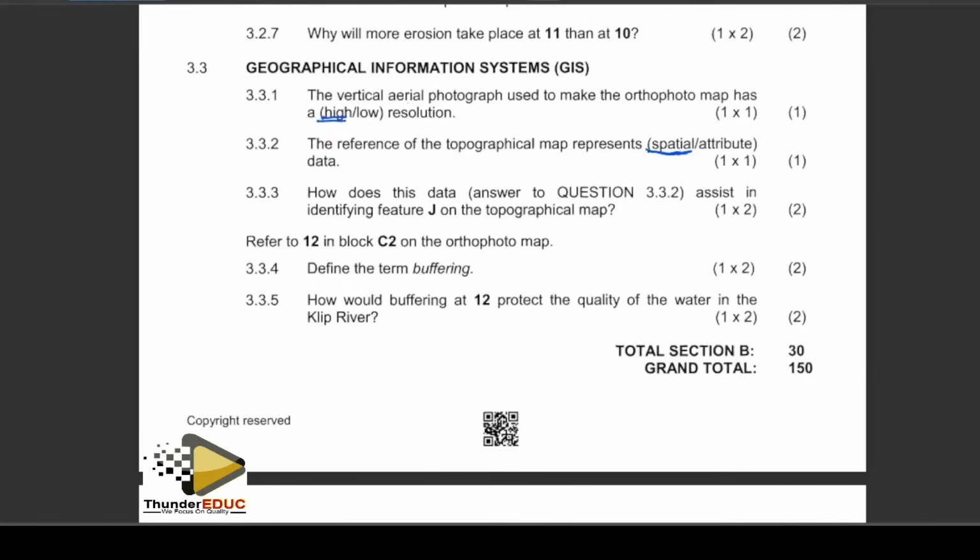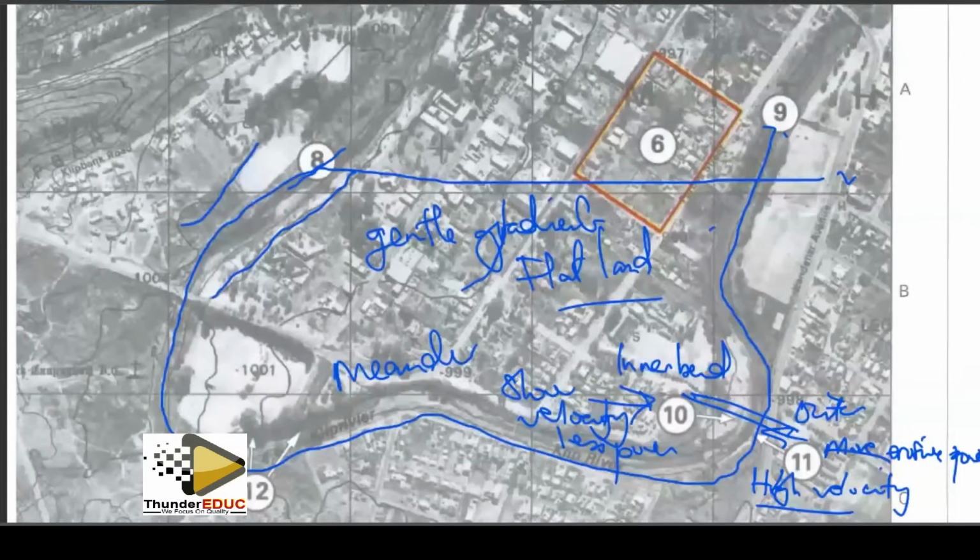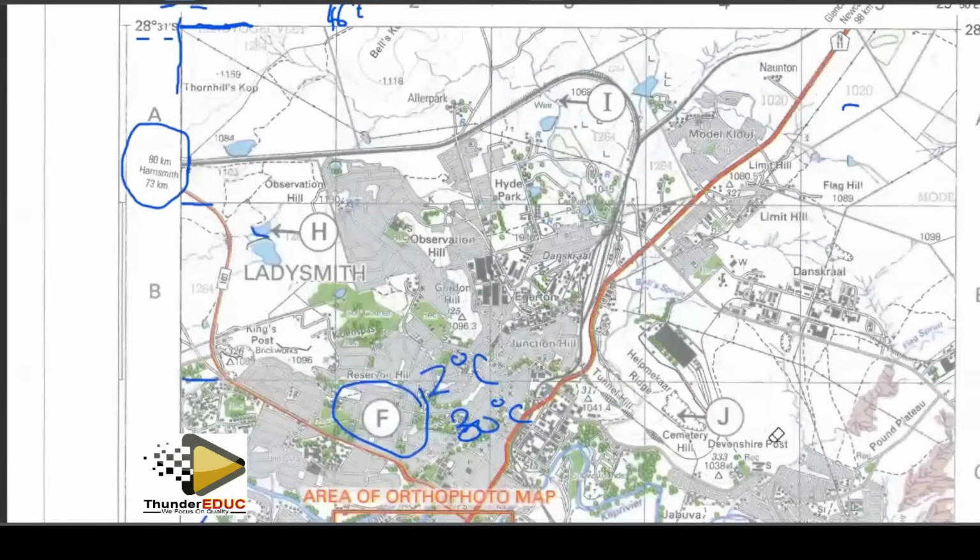How does this data, to the question above, assist in identifying feature J on the topographic map? How do we use spatial data to identify feature J on the topographic map? Our feature J is here. How can we use spatial data to identify feature J? Right, for us to be able to identify feature J, one thing, we need the coordinates.